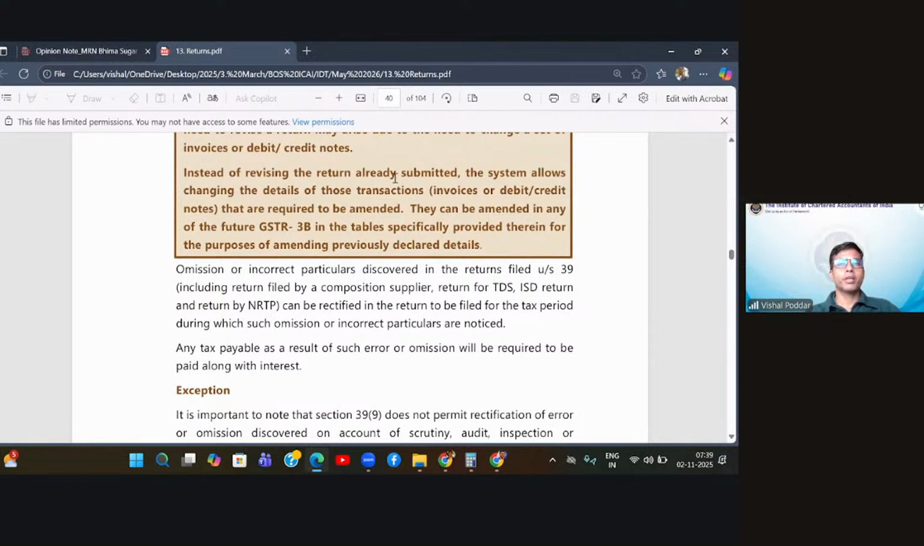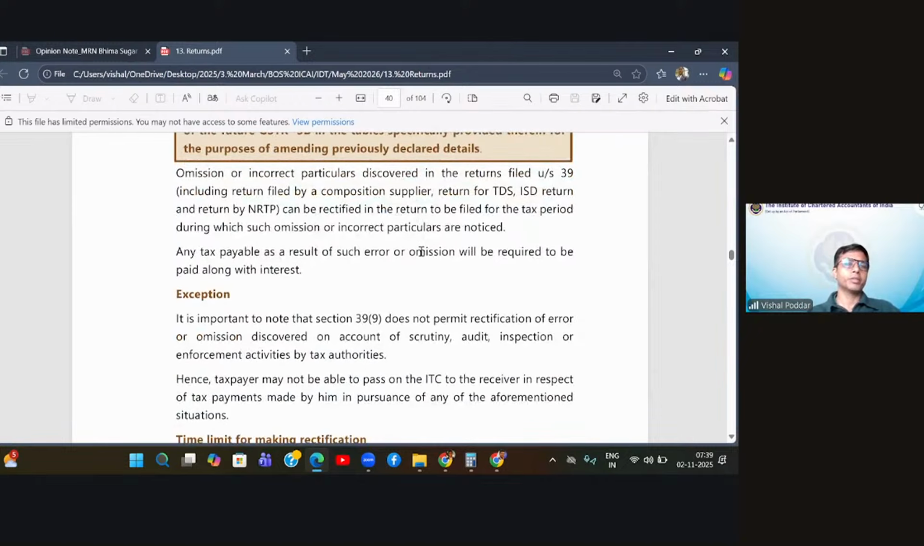So instead of revising the return already submitted, the system allows changing the details of those transactions, that is invoices, debit, credit note, that are required to be amended. They can be amended in any of the future months' 3B in the table specifically provided therein for the purpose of amending the previous details. Omissions or incorrect particulars discovered in the returns filed under 39, including returns filed by composition dealer, returns of TDS, ISD, etc., can be rectified in the return to be filed for the tax period during which such omission is noticed. So all past period omissions can be rectified in the current month's 3B.